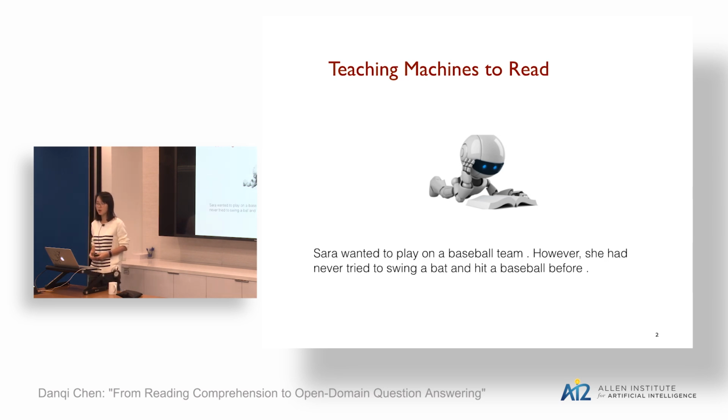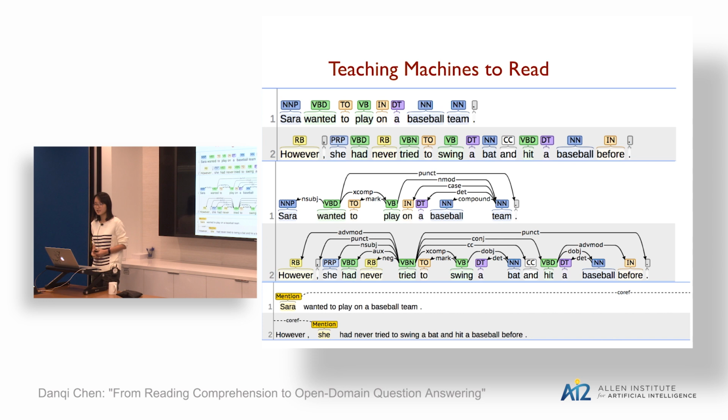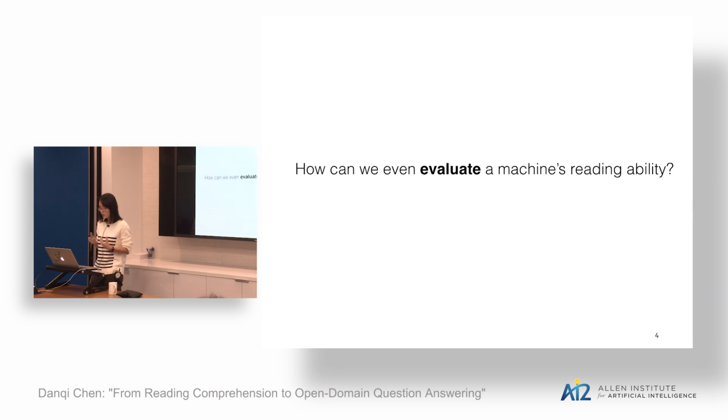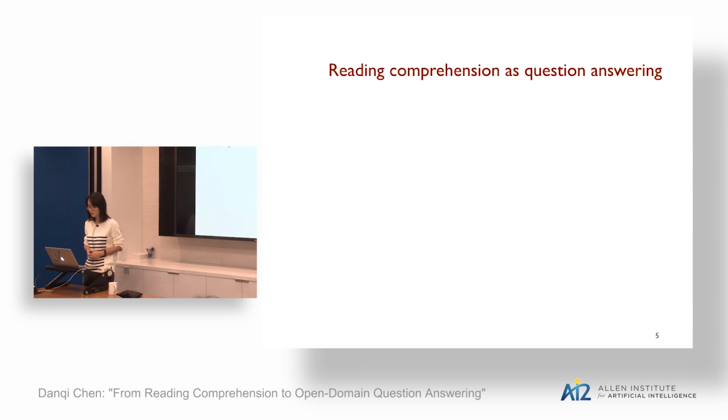So how can we actually enable our machines to read such a simple paragraph? Throughout many years of effort, we have built more and more powerful NLP tools to analyze and understand different aspects of our text. Back in 2015, I was mainly focusing on syntactic parsing at the time, but I was thinking about a central question: why should we build these tools? How can we even evaluate machines' reading ability? Then I finally arrived at this answer. I think the answer is reading comprehension as question answering.